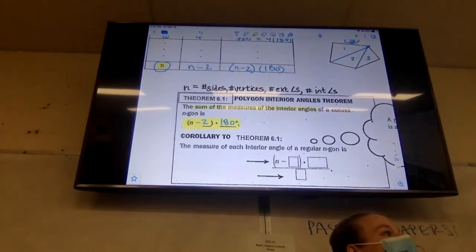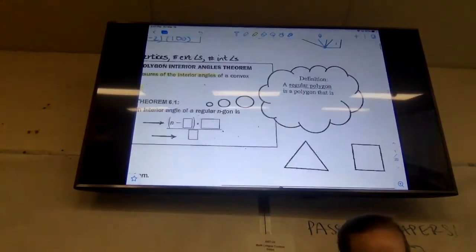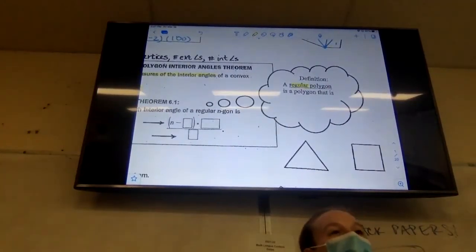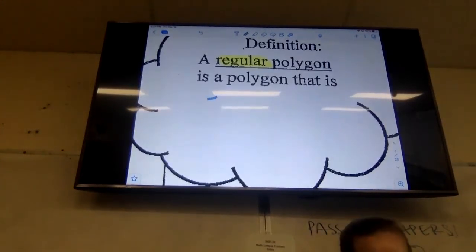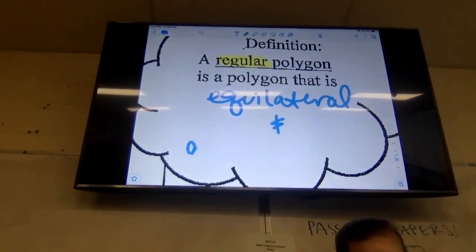Okay, before we start doing examples with that, I also want to figure out how do we know what the measure of one angle is, not the sum of them, just one. Do you know what the word regular means in terms of a regular polygon? It's a normal shape, and what makes it normal is that all of the sides are the same, so it's equilateral, and it's equiangular, which means all of my angles are the same.